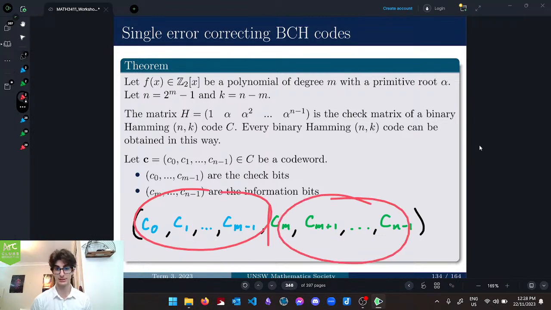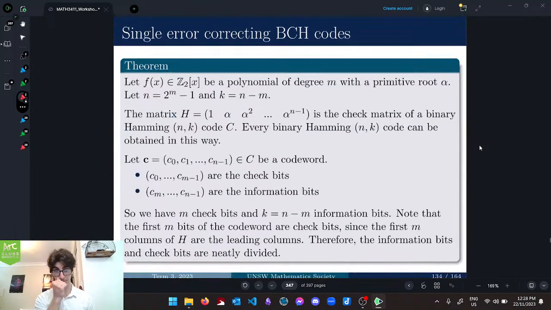So yes, nicely partitioned. What we can say here, as I said earlier, is that the first m bits, because there are m bits in here, are check bits, and the rest are information bits, n minus m. Note that the first m bits of the code word are check bits. These first m columns are leading columns. Therefore, the information bits and check bits are neatly divided.